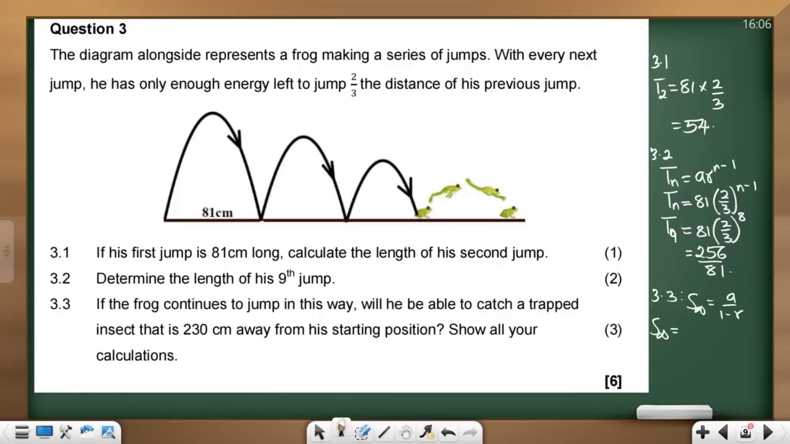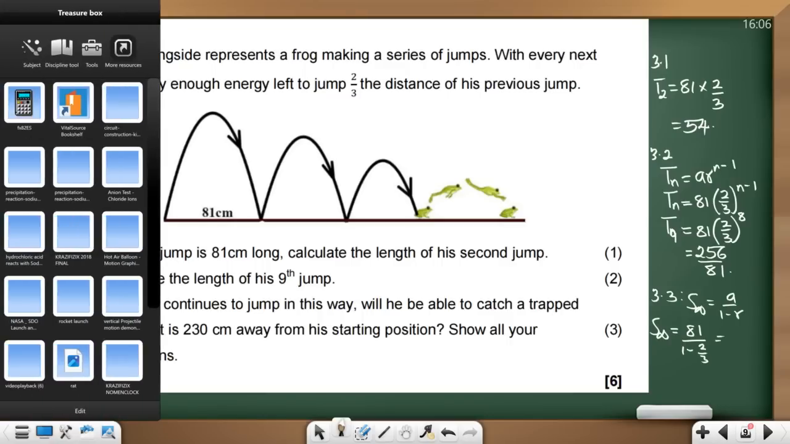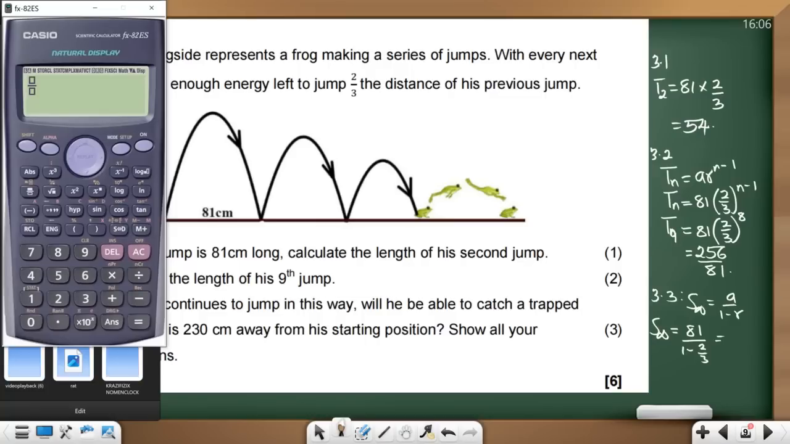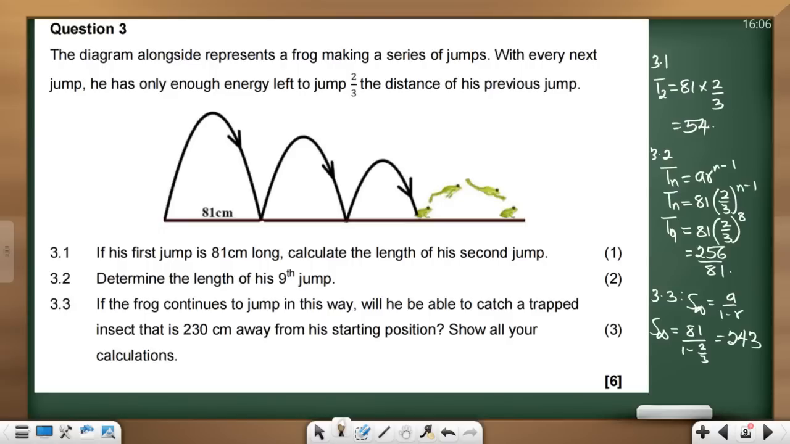What's our a? Our a is 81, the first term. 1 minus 2 over 3. If this is greater than 230, then yes, that is where his energy would finish. 1 minus 2 over 3. It's important to interpret. 243. Oh, this guy is going to catch the insect. 243. So, answer, will he be able to catch the trapped insect? Yes. Since his total distance is 243 and the insect is just 230. I hope that makes sense.